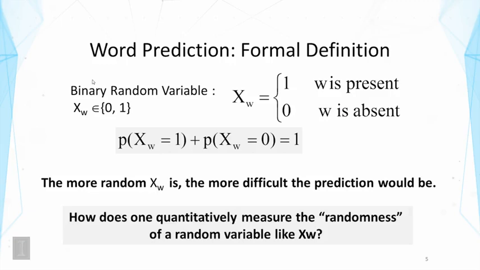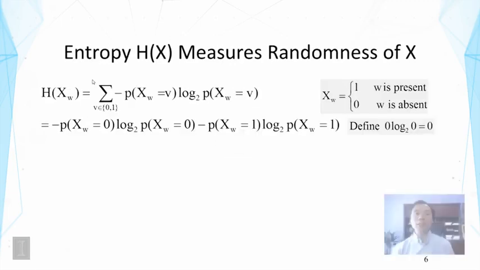Okay. So the intuition we discussed earlier can be formally stated as follows. The more random this random variable is, the more difficult the prediction would be. Now the question is, how does one quantitatively measure the randomness of a random variable like x sub w? How in general can we quantify the randomness of a variable? And that's why we need a measure called entropy. This is a measure introduced in information theory to measure the randomness of x. There is also some connection with the information here, but that's beyond the scope of this course.